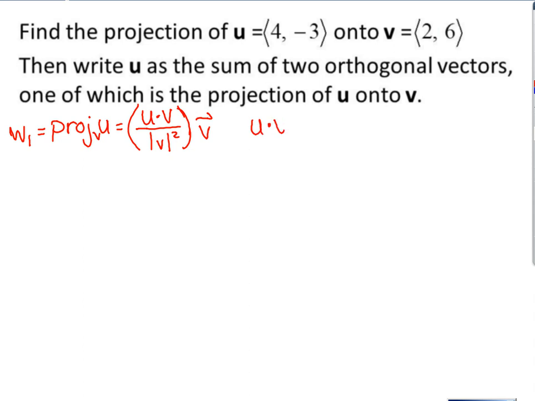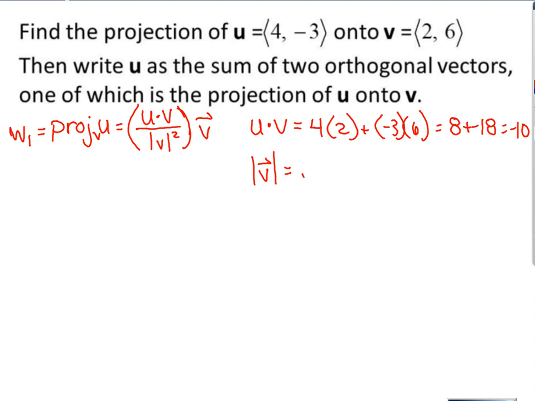So again, we're going to start by finding that u dot v. So we're going to do 4 times 2 and negative 3 times 6. 4 times 2 gives us 8 plus negative 18. So u dot v is going to be negative 10. We're going to find the magnitude of v. So we're going to do 2 squared plus 6 squared, or 4 plus 36, which gives us radical 40. But remember, we are squaring that quantity.